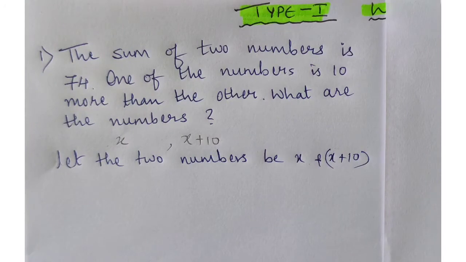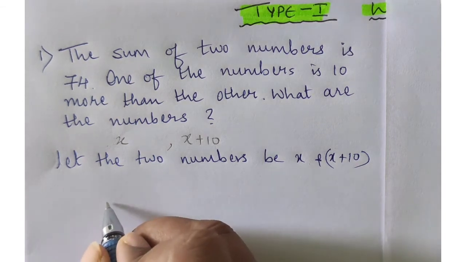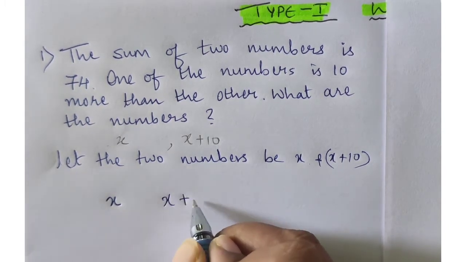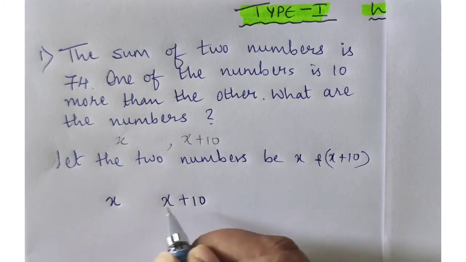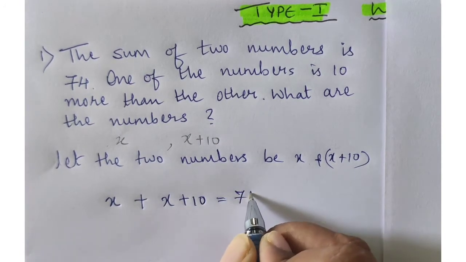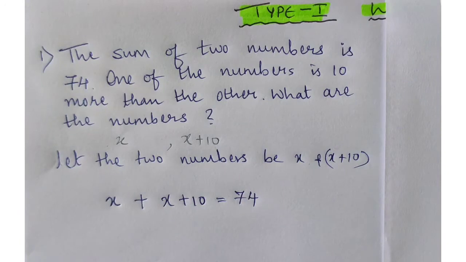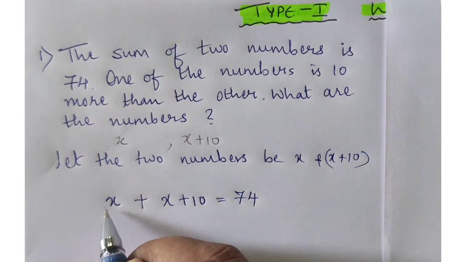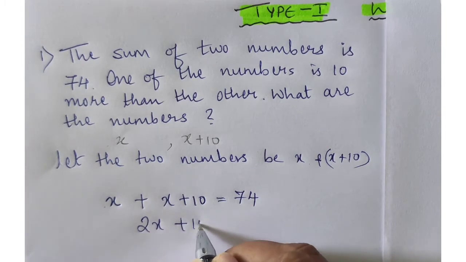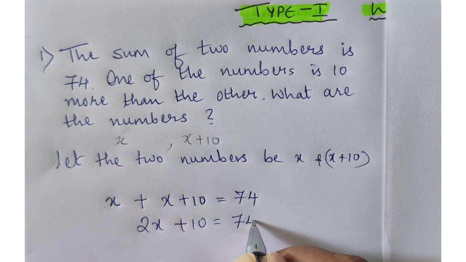The next condition here is their sum is 74. So when you add these two numbers, the sum is equal to 74. So the two numbers are x and x plus 10. These two numbers we will add, so the final answer should be equal to 74. Let us now solve this. 1x plus 1x will be 2x plus 10 equals 74.